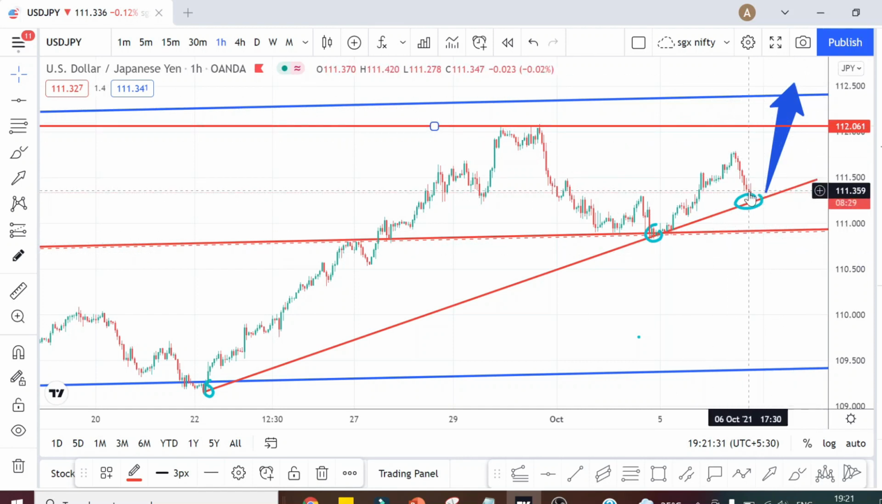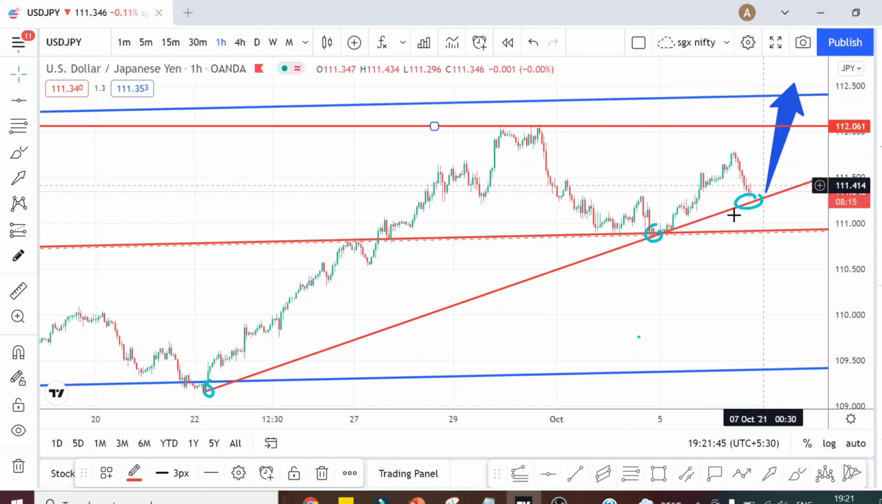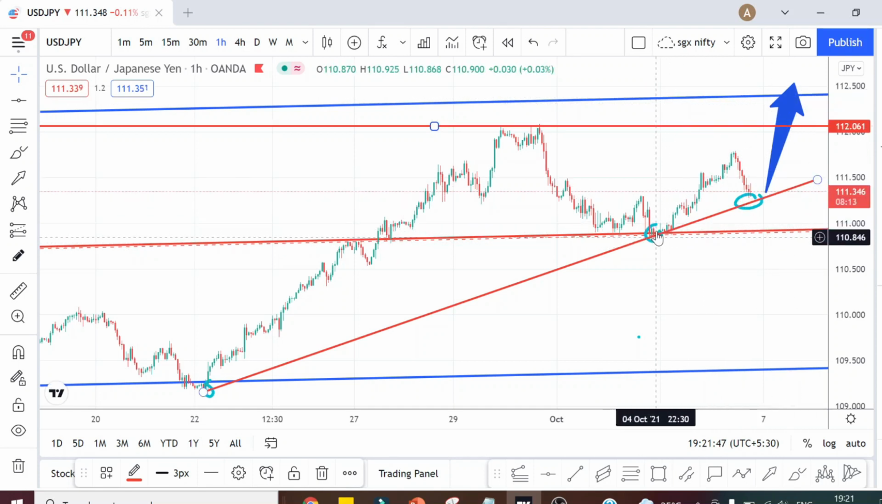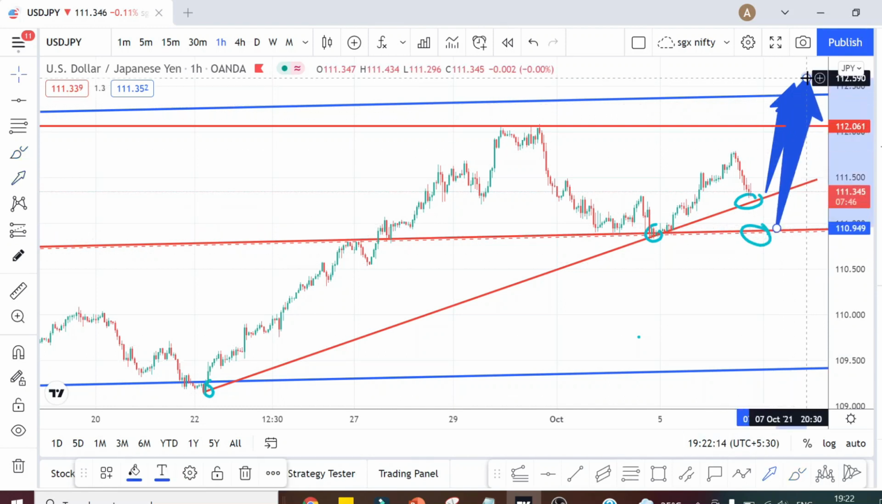So presently it is retracing back to this dynamic support here, and if it bounces back, we can see a trend reversal and a strong uptrend continue. If the market retraces back, tests the previous low, then it retraces. As long as it doesn't break the lower low, we can see a trend reversal. But still, this has also acted as a strong support. So if this line, or this support, is not broken, we can still see the trend reversal happen. So overall, the market is on the uptrend.